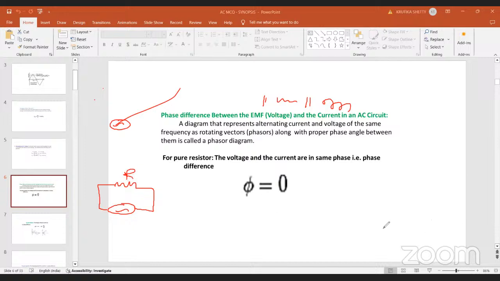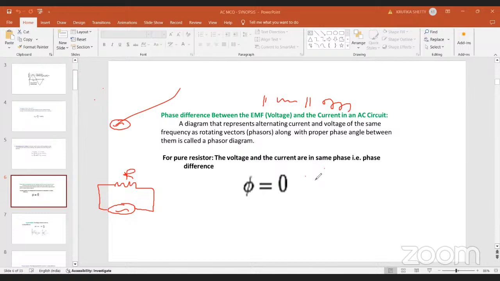Next, we are deriving the expression for current and voltage in the case of a resistor connected to an AC source. So the circuit consists of only a resistor. Here, as you know, the instantaneous EMF we wrote as sin omega t.